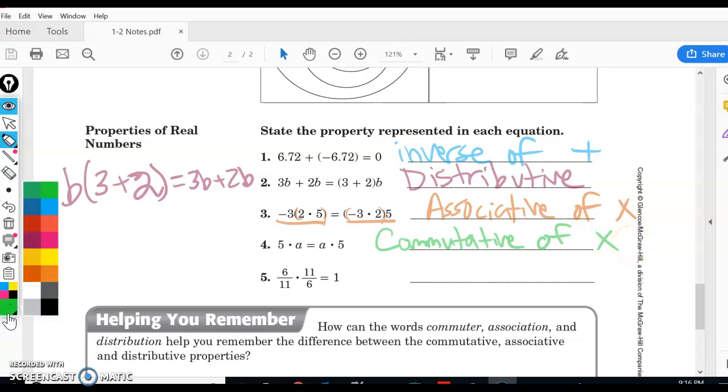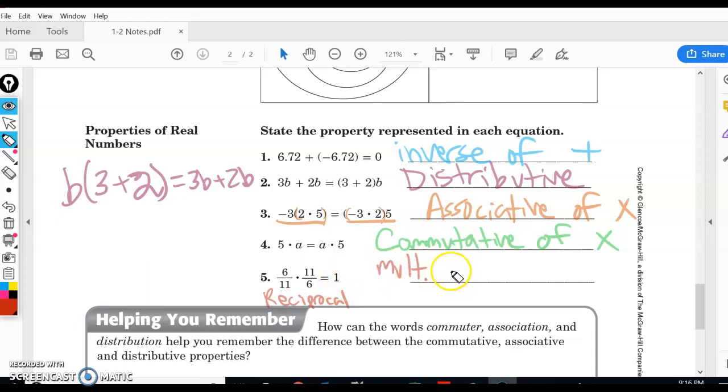Lastly, number 5, 6 over 11 times 11 over 6. We're multiplying by the reciprocal, important word, to equal 1. That is the multiplicative inverse. Just write multiplicative inverse, or the inverse property of multiplication.